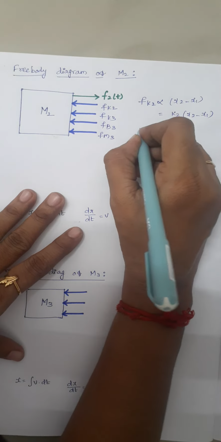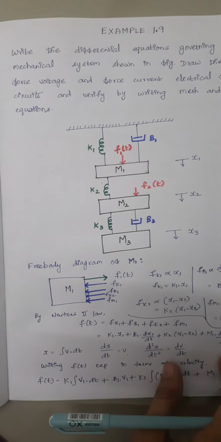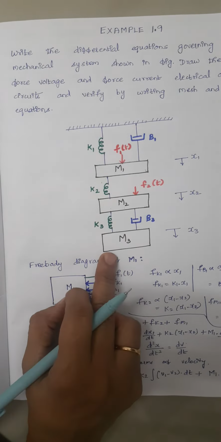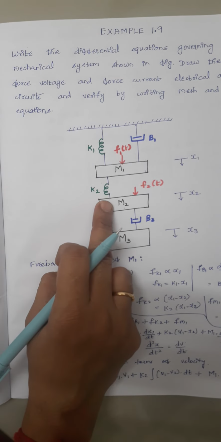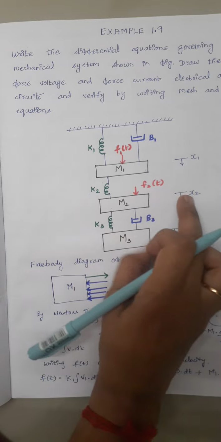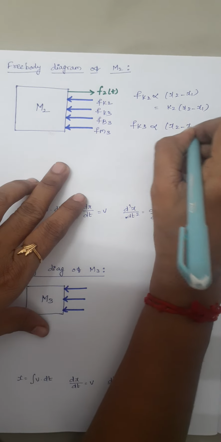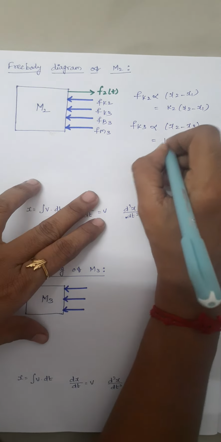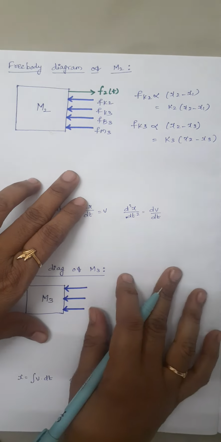And the next one is Fk3. Here again this k3 is connected between M2 and M3. Now I am considering M2. So the displacement of M2 should come first. So we have to write x2 minus x3. So again Fk3 is written as x2 minus x3. When you include the proportionality constant, that becomes k3 into x2 minus x3.